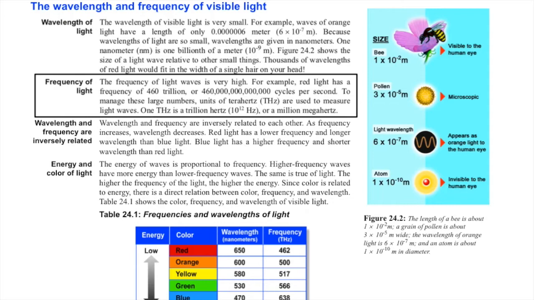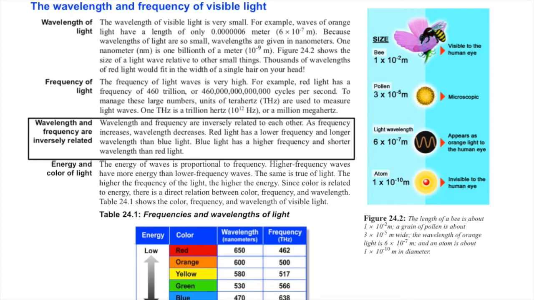Frequency of light. The frequency of light waves is very high. For example, red light has a frequency of 460 trillion, or 460 followed by 12 zeros, cycles per second. To manage these large numbers, units of terahertz, abbreviated with a capital T, Hz, are used to measure light waves. 1 terahertz is a trillion hertz, or 10 raised to the 12th power, or a million megahertz.